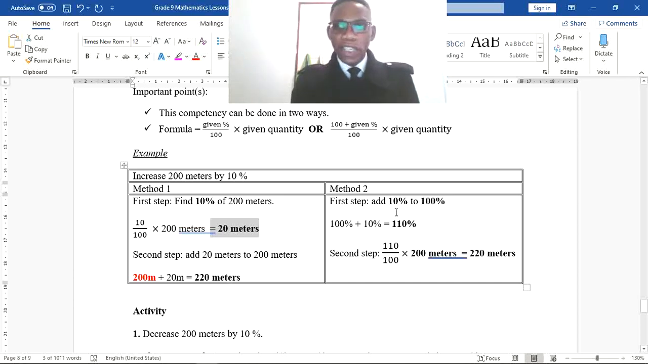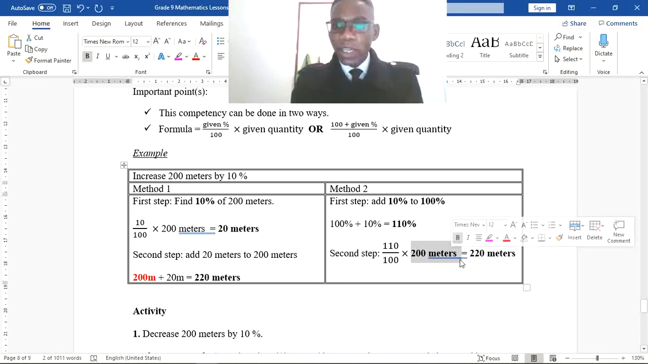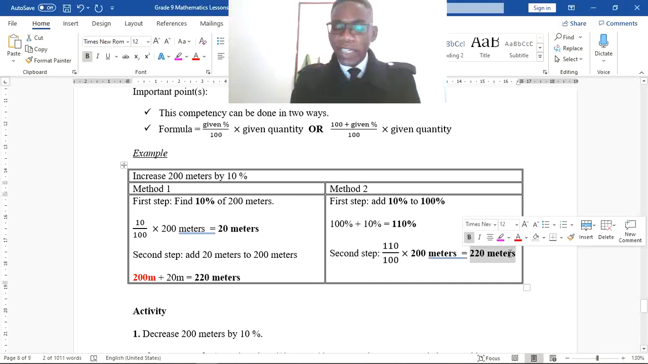Method number 2 says you take 10%, the given percent, and add it to 100%, just like the formula says here, and then you get 110%. Then you divide that 110 by 100 and multiply it with the given quantity, which in this case is 200 meters. Our answer will be 220 meters. So you get the answer straight away. Like I've said before, in the exam it is really up to you which method you are comfortable with.